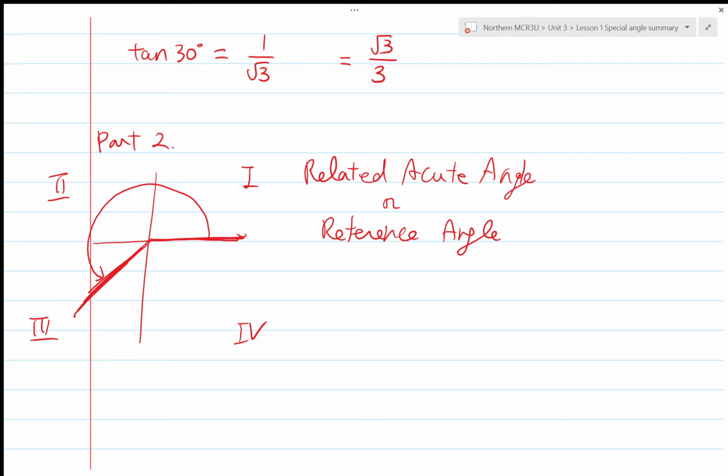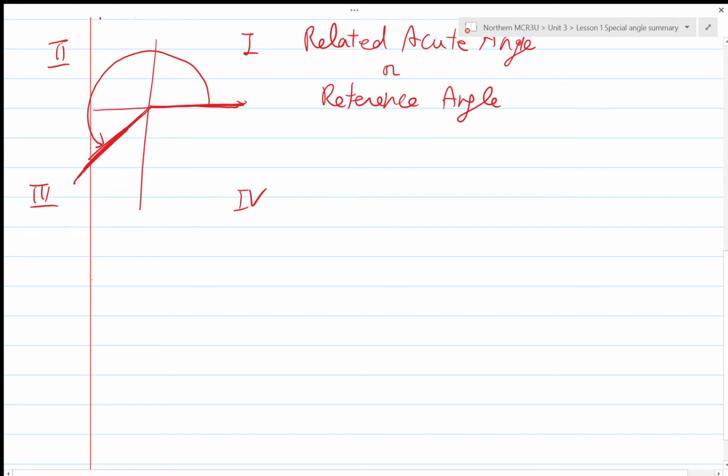And when you're looking for a trigonometric ratio of an angle that is greater than 90 degrees, we use the reference angle quite a lot of times. So for example, if you are supposed to look for cosine 225 degrees, what is this thing?